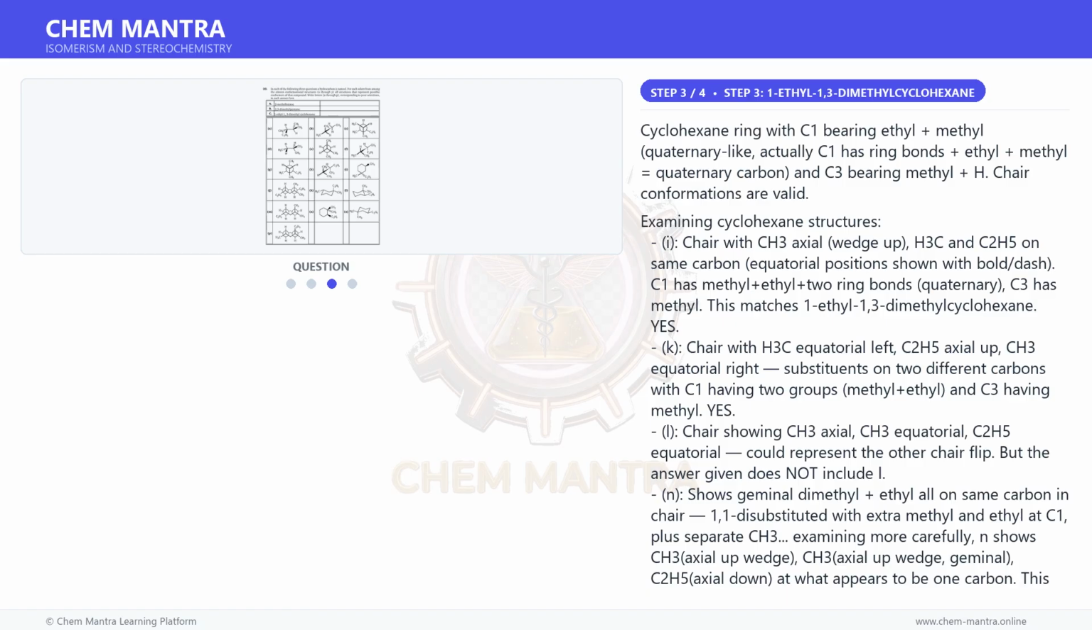P: double Newman of cyclohexane showing H3C, C2H5, CH3 distributed across ring carbons. Yes, per the given answer. O: chair with H3C, CH3, C2H5 distribution, examining whether it matches 1-ethyl-1,3-dimethylcyclohexane connectivity. The given answer does not include O, J, M double Newman projections of cyclohexane. These do not match 1-ethyl-1,3-dimethylcyclohexane based on substituent counts in the given answer. Answer C is I, K, P.